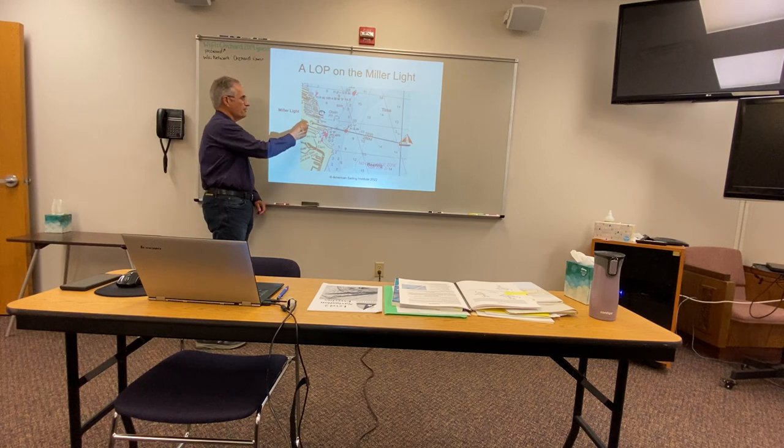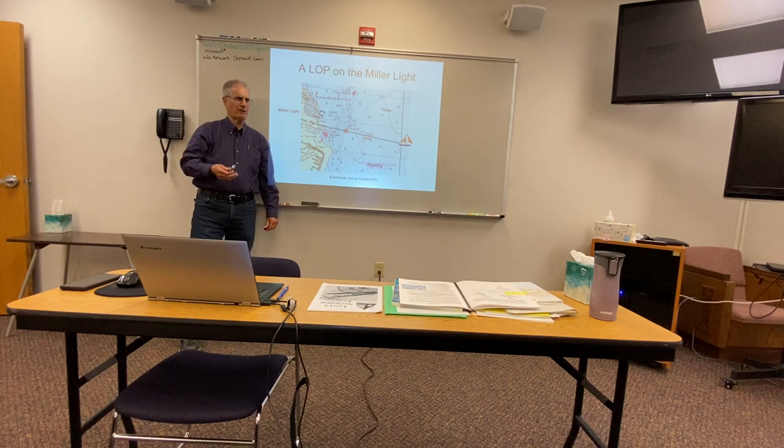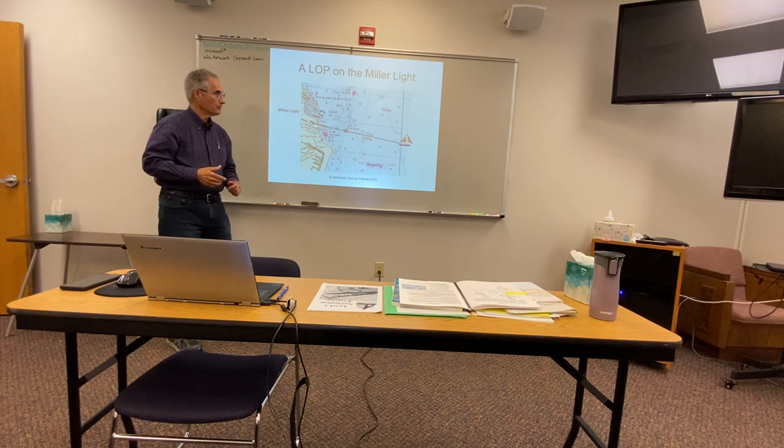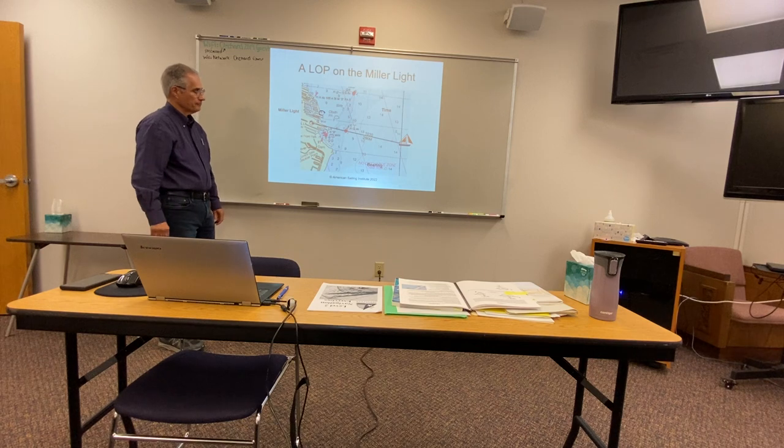And this light is on the top of an apartment building. It's about, I don't know, 15 stories or so. You can see that light from almost anywhere on the lake. At night, that's how we find our way home. It's called the Miller Light. You'll be able to see it on your chart too.